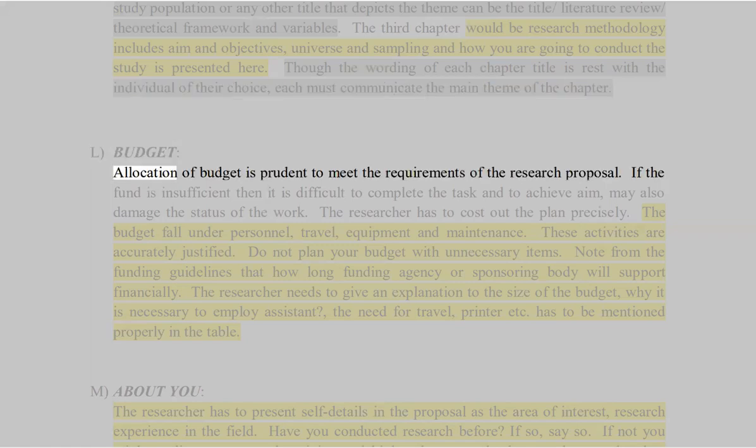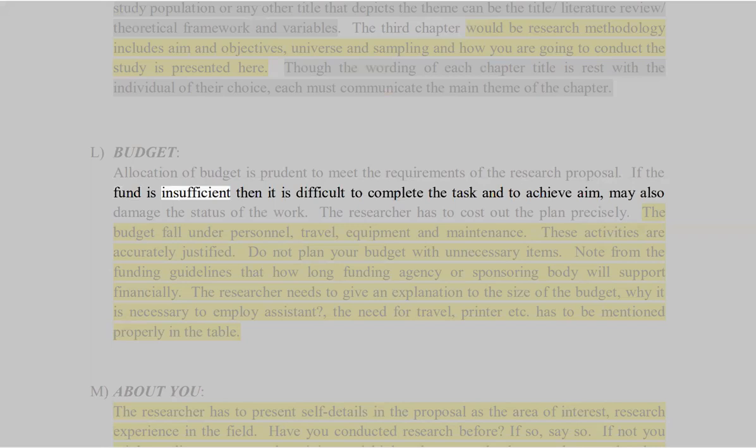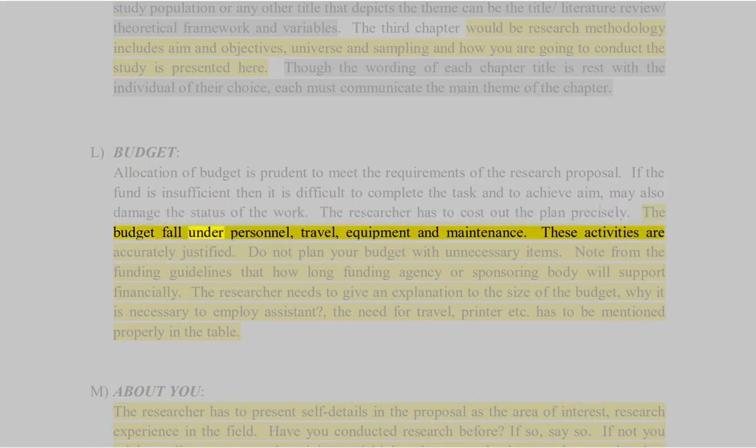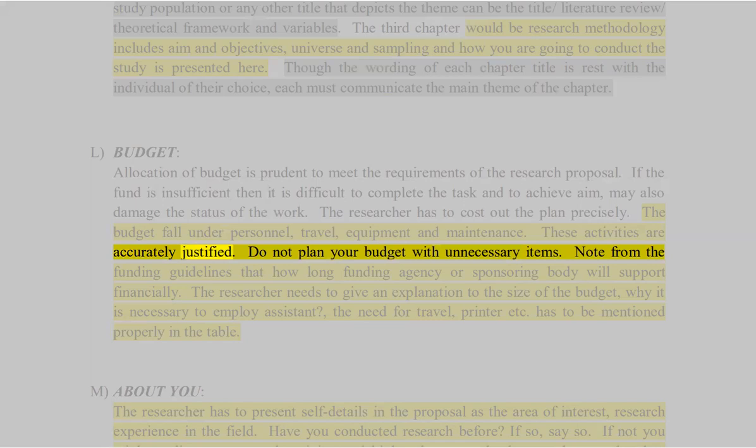L. Budget. Allocation of budget is prudent to meet the requirements of the research proposal. If the fund is insufficient, then it is difficult to complete the task and to achieve the aim, and it may also damage the status of the work. The researcher has to cost out the plan precisely. The budget falls under personnel, travel, equipment and maintenance. These activities are accurately justified. Do not plan your budget with unnecessary items.